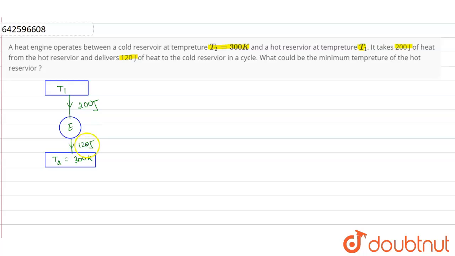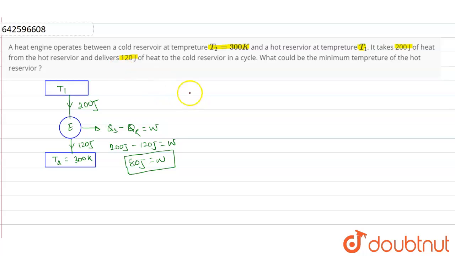So the engine is doing work equal to heat supplied minus heat rejected. From here we get 200 joules minus 120 joules is equal to the work done by the engine. So we get 80 joules of work done by the engine.